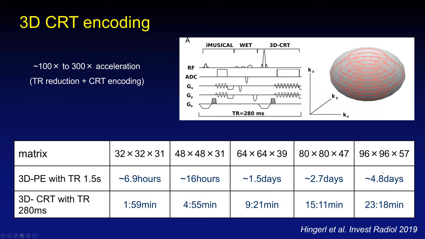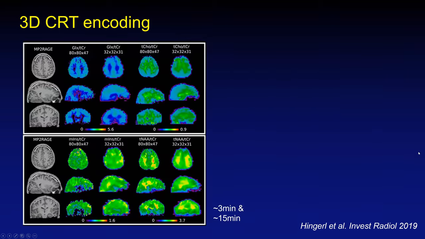So here are a couple of sample protocol settings when we compare, for instance, a sequence with a standard 3D phase encoding with a normal TR, that is usually used clinically. This would take, for a higher spatial resolution, not hours, but even days. And with this approach with concentric rings and a short TR, we can do the same within a couple of minutes. In some cases, this is not even enough.